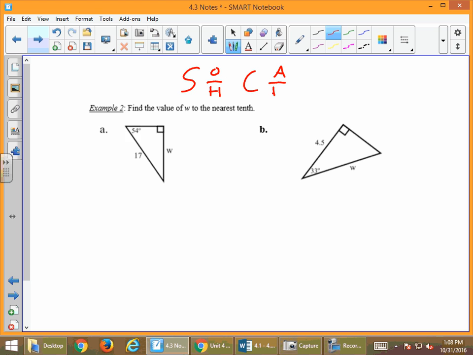SOHCAHTOA. Now the reason we do this is it helps me set up my ratios. So I know what piece I'm missing, it determines this. So again, the process is the same. Watch what we do. Okay?